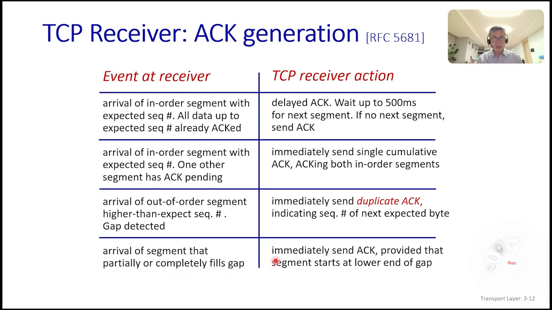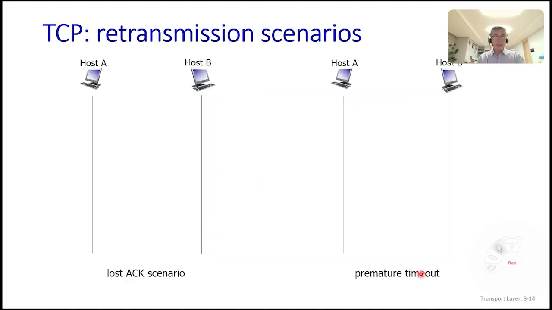In this case, also immediately send ACK, provided that a segment starts at the lower end of the gap. Okay, so we checked like this. The blue ones are the keywords for the events and actions of a TCP receiver. Okay, TCP retransmission scenario. The acknowledgement is lost.